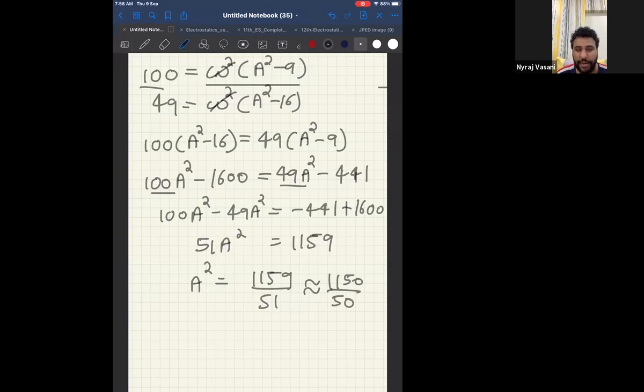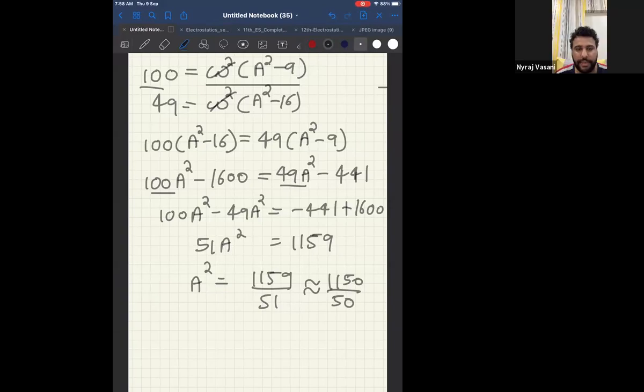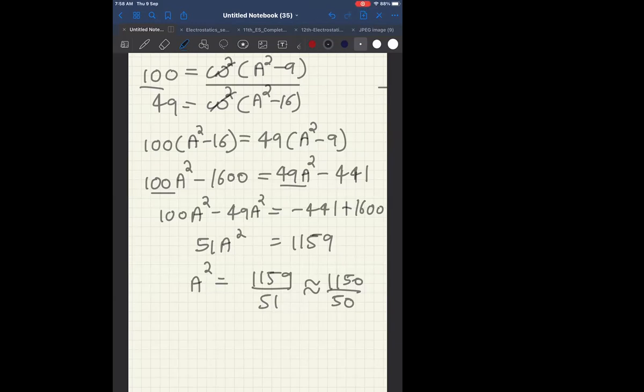You can do exact also. I'm just showing you the approximation. Sir. 23. 23 point something, correct? Yes. But now 1150 divided by 50. Sir, it will be exact.